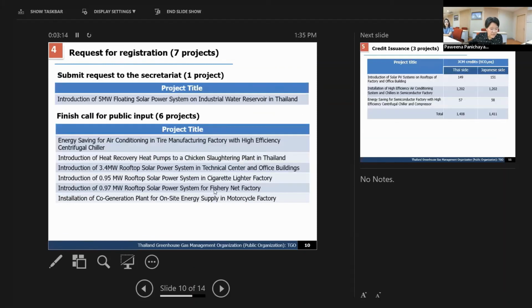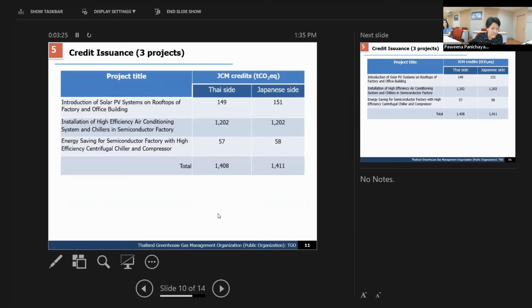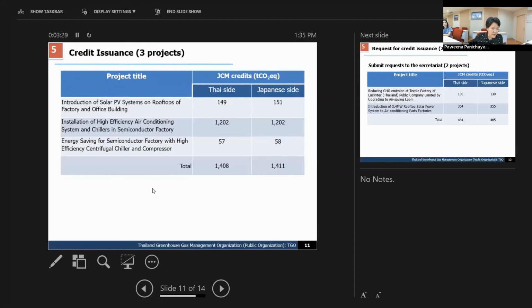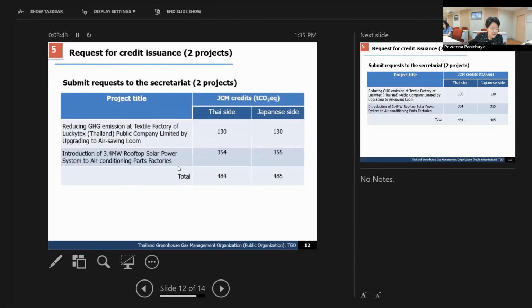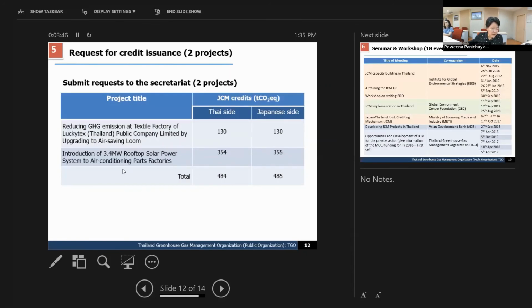We also have 7 projects in our pipeline: we got 1 request for the 5 megawatt floating solar power project, and 6 projects that we have already called for public input. For the credit issuance, we have already issued JCM credits for 3 projects, and you can see that we allocate the carbon credits to both the Japanese side and the Thai side. We also have 2 projects that have already submitted the request for credit issuance to the Secretariat: the air jet room project and the solar PV system project.